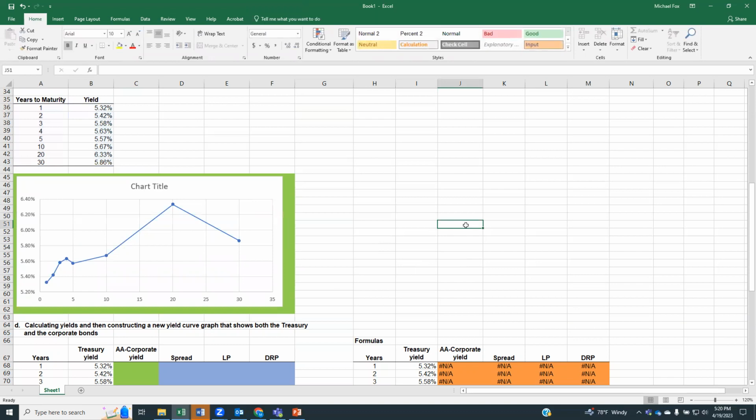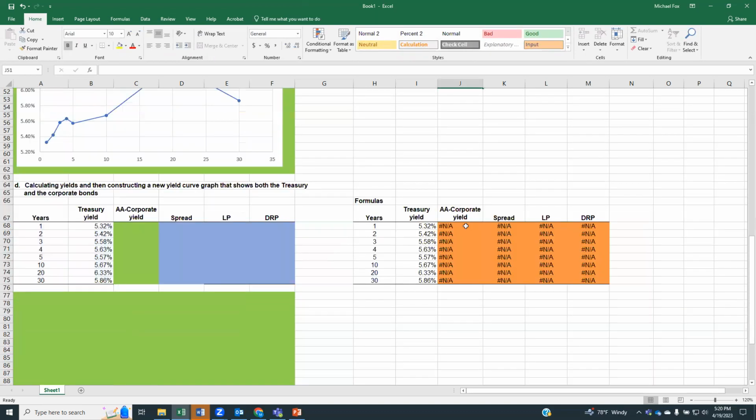All right, so let's look at section D. We will calculate yields and then construct a new yield curve graph that shows both the treasury and the corporate bonds. Okay, so it gives us our treasury yields, and then it wants us to find our AA corporate yield. So we're going to do this.